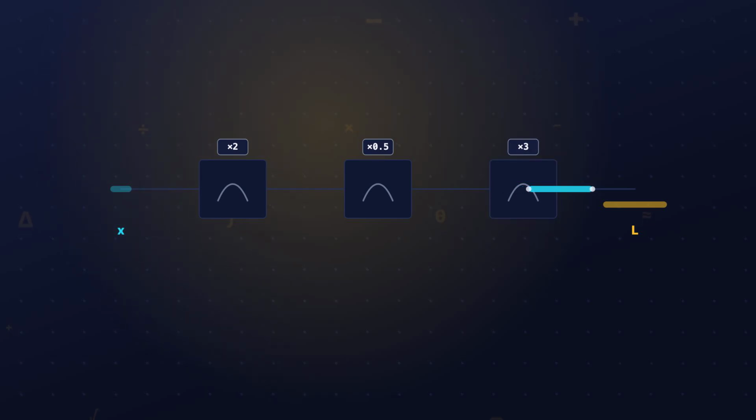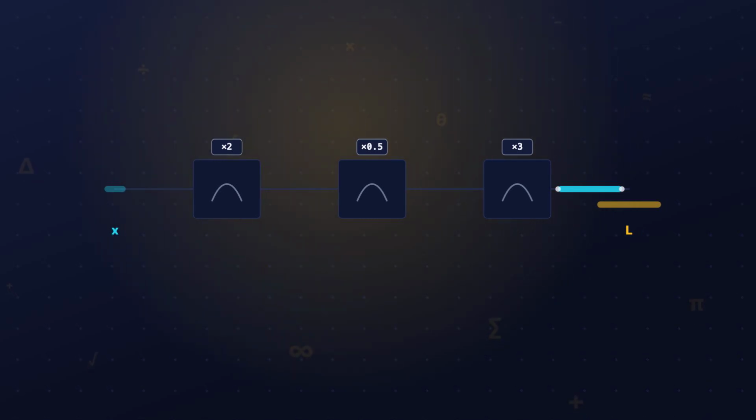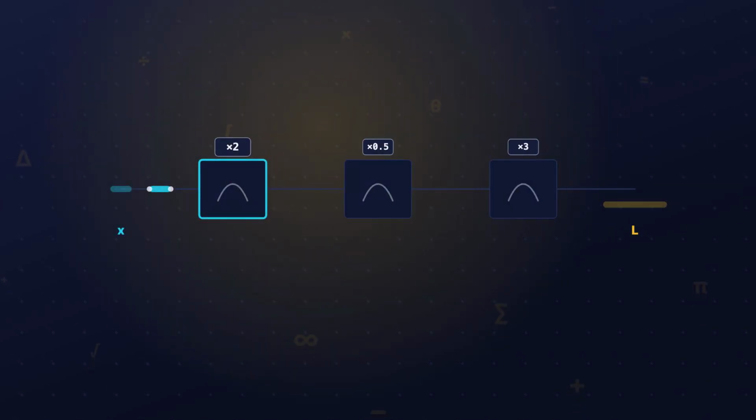The first machine doubles any wiggle it receives. The second cuts it in half. The third triples it. So, quick question. If I give the input a tiny wiggle, what comes out the other end? Have a guess. Watch. 3 times bigger. Doubled, halved, tripled. 2 times a half times 3 is 3.